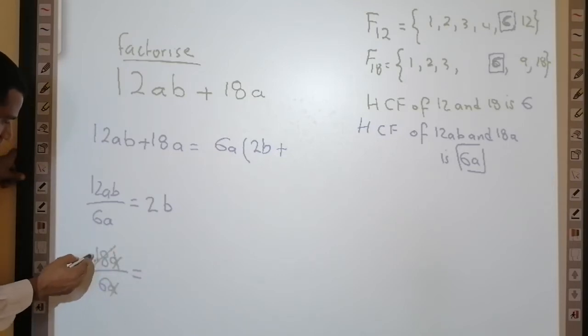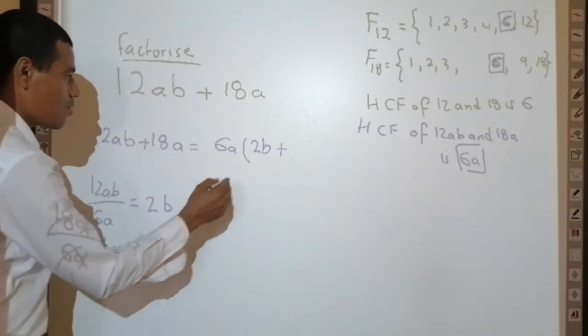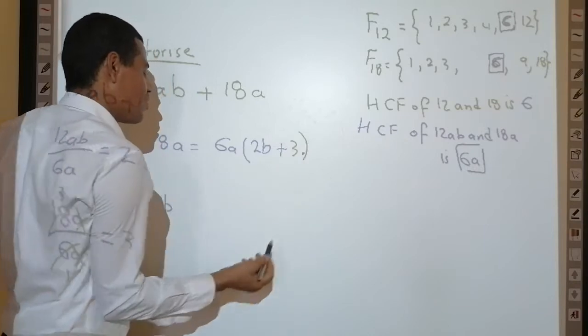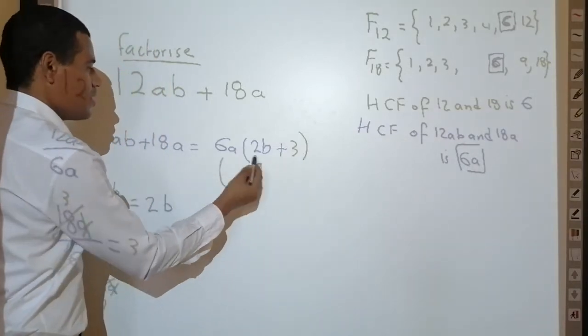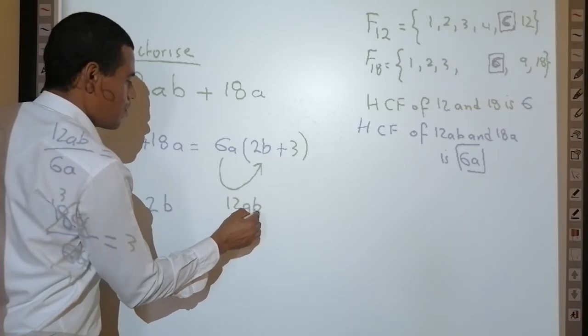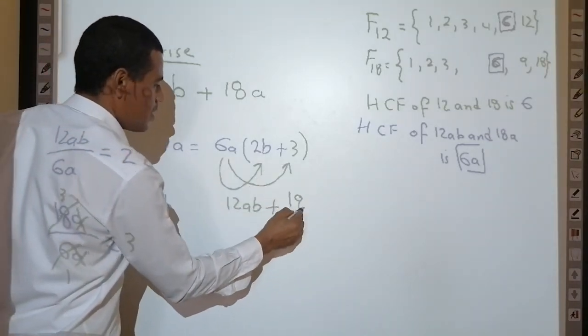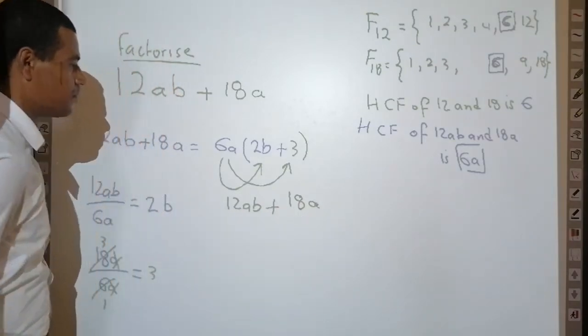Okay, how many 6 here? 3. How many 6 here? 1. 3 divided by 1 multiplied by 1 is 3. So just write here 3. If you would like to check, just expand. 6a by 2b is 12ab plus 6a by 3 is 18a.